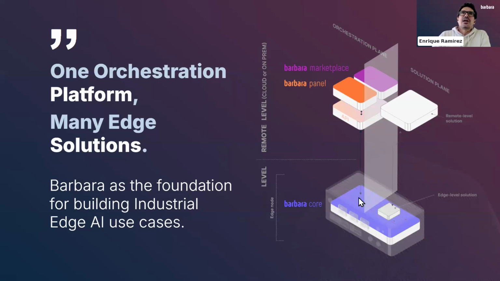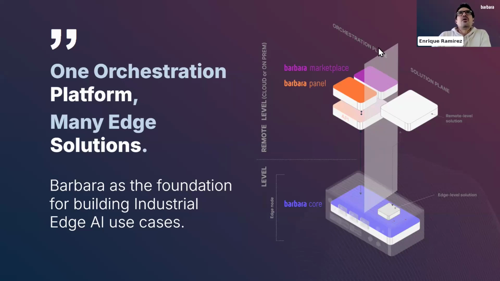This edge node automatically connects to our API, and about the API we have Panel, and then we have Marketplace. Panel is the interface that we normally use to control these devices, and Marketplace is an application hub that contains over 150 different applications ready to be deployed in the edge node here.